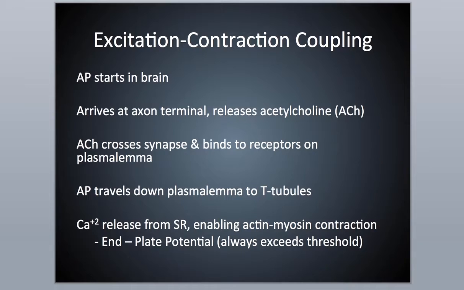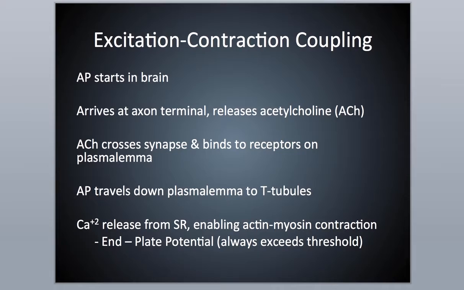And that action potential, that electrical current, arrives at the axon terminal, which is where the synapse is going to be. It's going to release a chemical known as acetylcholine. It's pronounced a couple different ways. But this is very important because this is how we're going to get that electrical current across that synapse, so we can continue that electrical current down through the T-tubule and stimulate the sarcoplasmic reticulum.